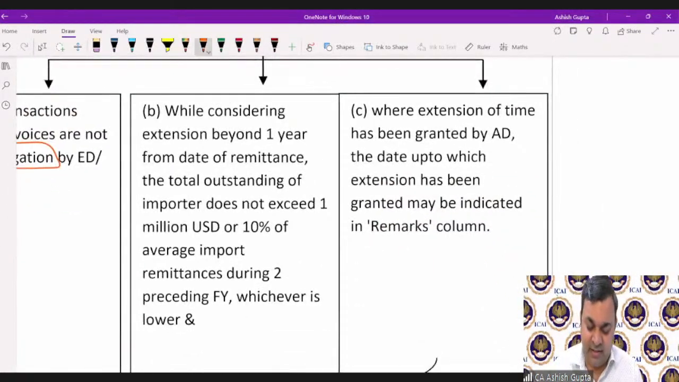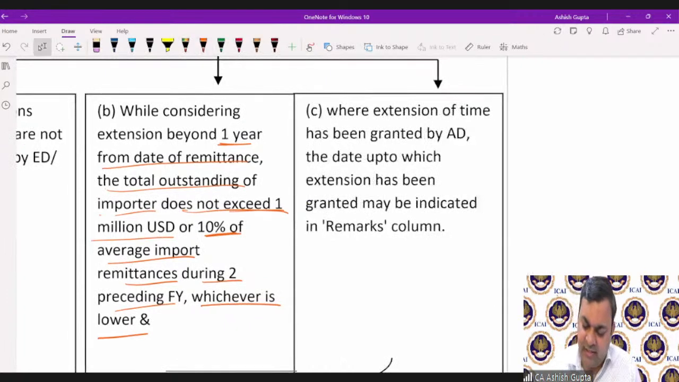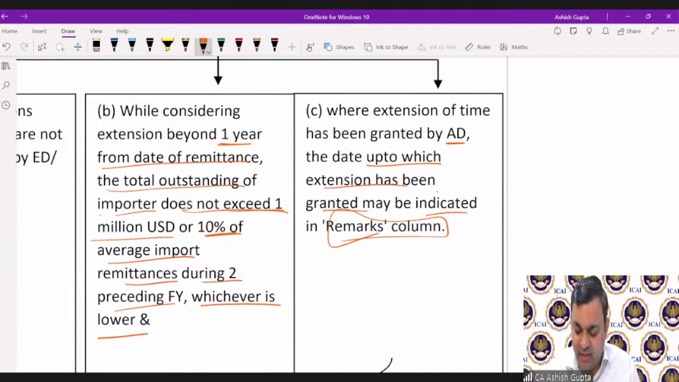While considering extension beyond 1 year from date of remittance, the total outstanding of the importer should not exceed 1 million USD, 10 lakh USD, or 10% of the average import remittance during the 2 preceding financial years, whichever is lower. This is the maximum remaining amount unpaid. Where extension of time has been granted by AD, the date up to which extension has been granted may be indicated in the remark column.